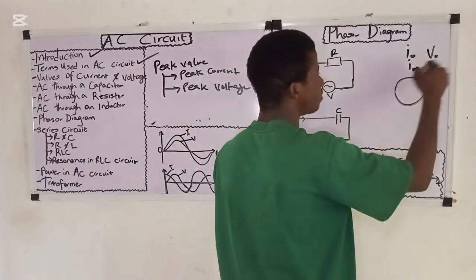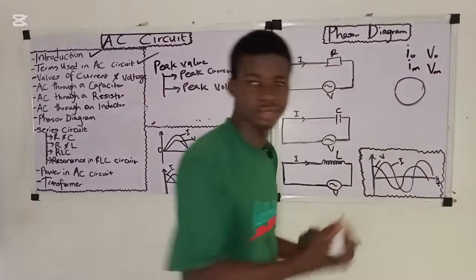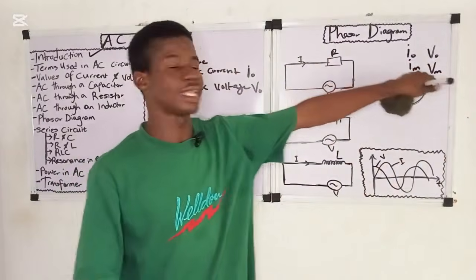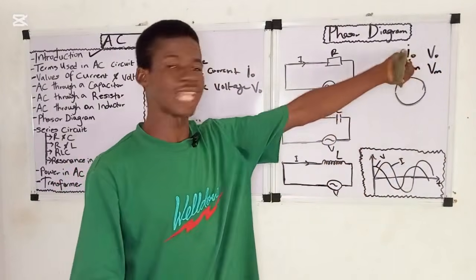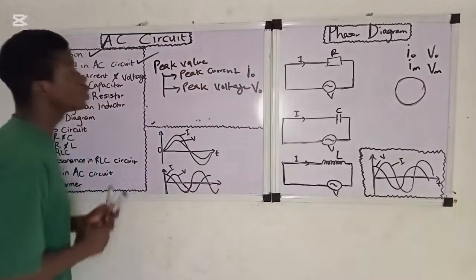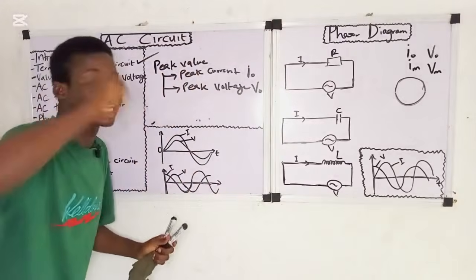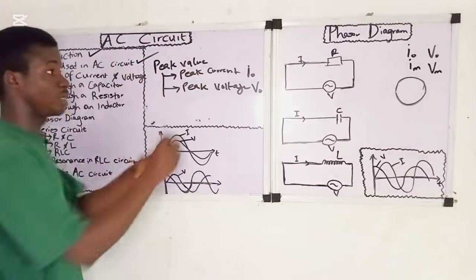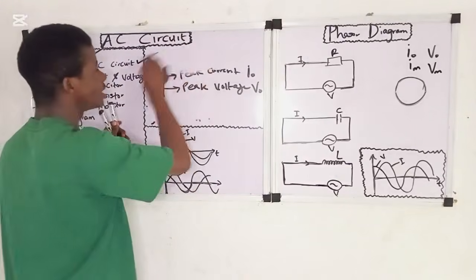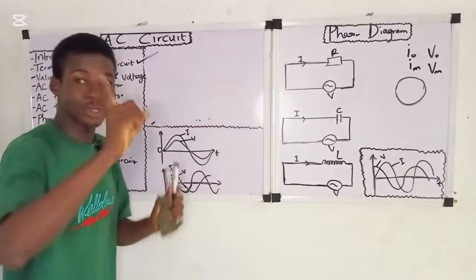Peak current and peak voltage can also be represented by something like this, but most times they are presented like this. The next value we need to take note of is the instantaneous value. We are done with the peak value, right? Now let's move to the next value of current and voltage.